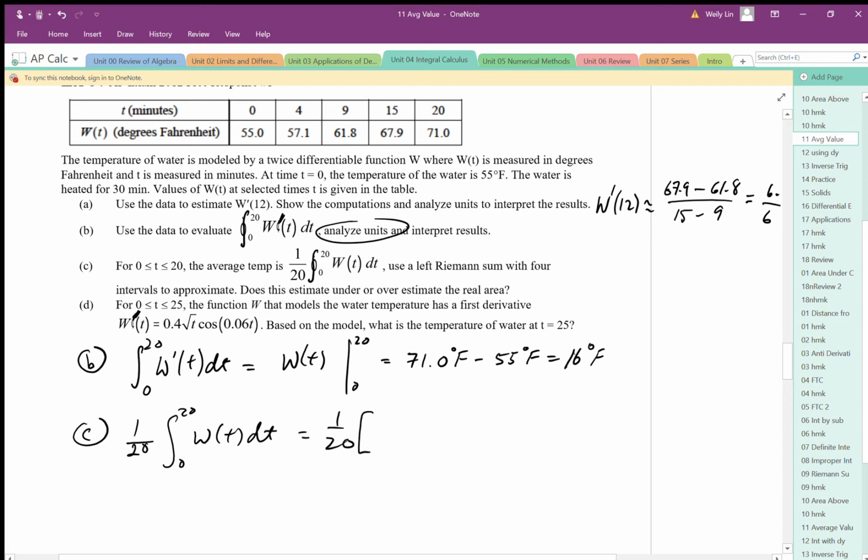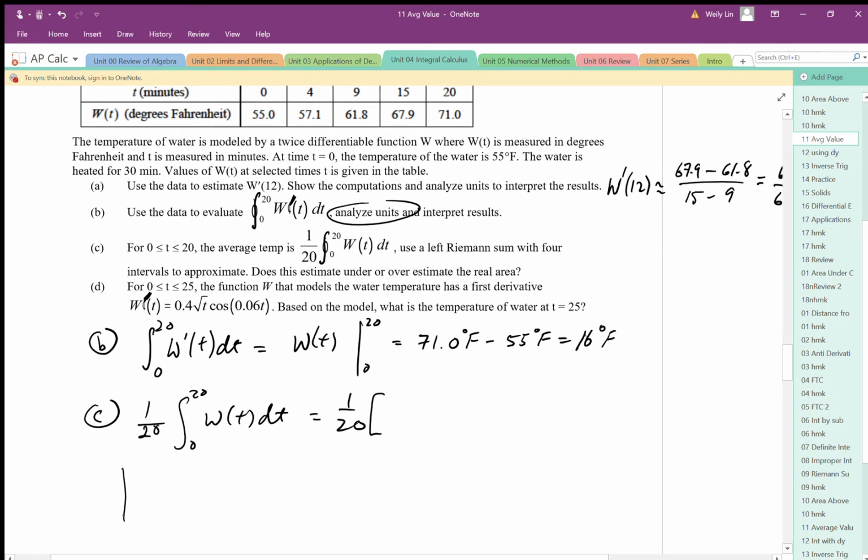Okay, left-hand Riemann sum, the first interval width is 4. Maybe I should just sketch that out. We have 55 degrees somewhere around here. We have an interval of 4. It goes up a little bit. There's my left-hand Riemann sum. 9 is going to be a little bit further along. It's going to go up again. There's another left-hand Riemann sum. 15, maybe somewhere around here.